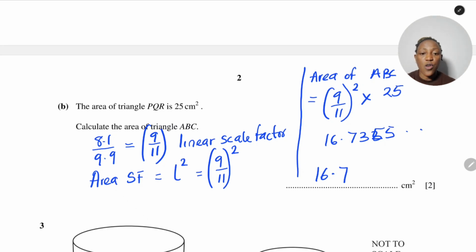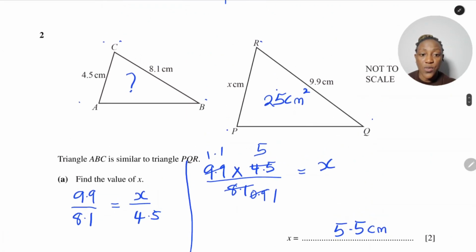Let me go over this. When you're given the area of one shape and you're now asked to find the area of the other one, and you know they are similar shapes, because remember this question starts from here.